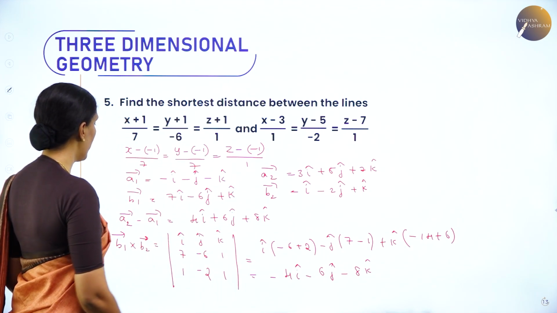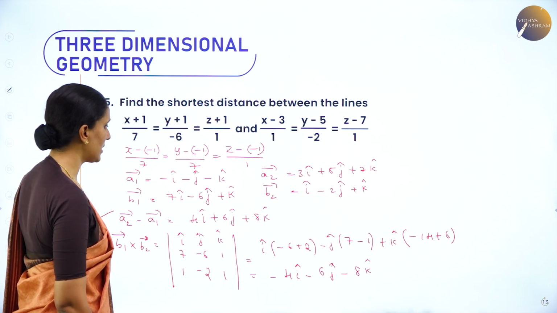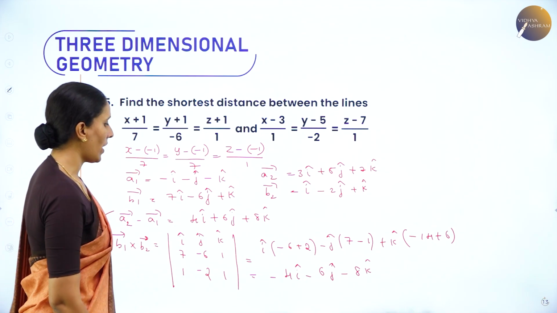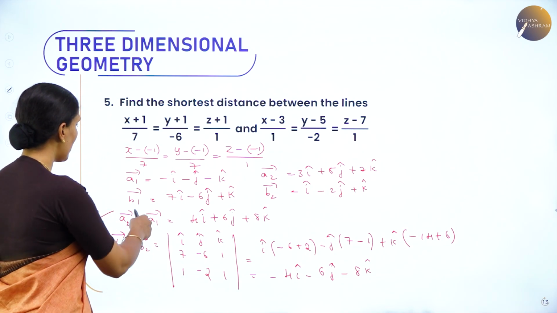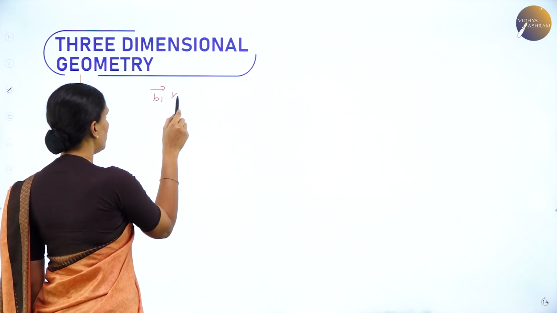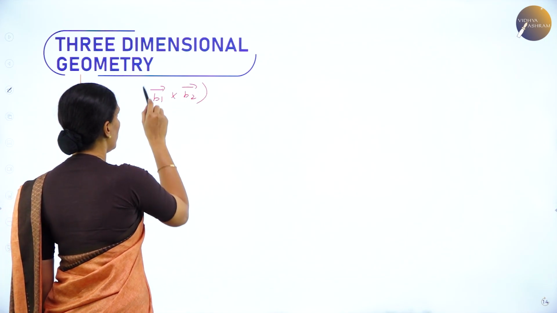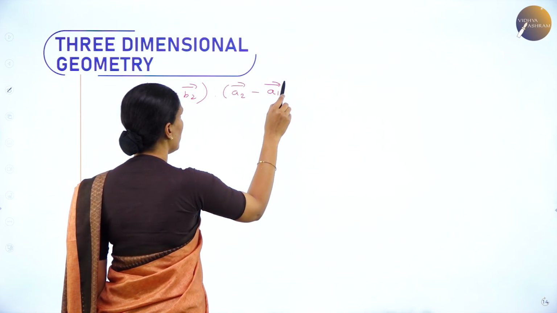So now we have A2 minus A1 as 4i plus 6j plus 8k, and B1 cross B2 as minus 4i minus 6j minus 8k. Now let's take the dot product of these two, that is B1 cross B2 dot A2 minus A1, since we need this in the formula.